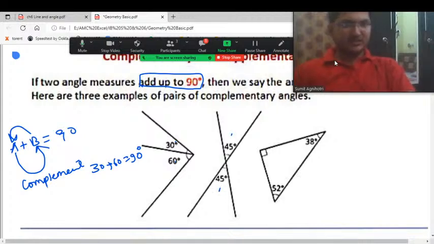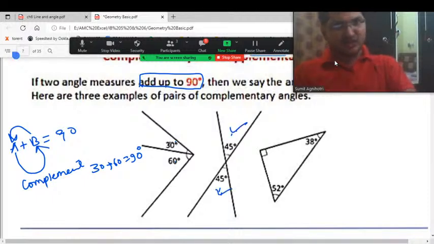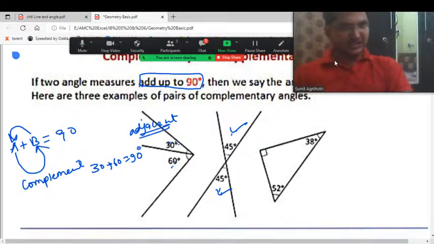Here the sum of these two angles is 180. That's why they are supplementary. Here these two are, sorry, not complementary. Here these two are also adjacent, but it's not always true that adjacent angles are complementary. Adjacent angles may be vertically opposite angles, they are known as.